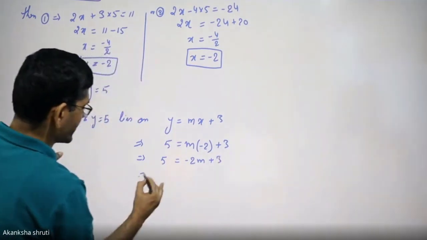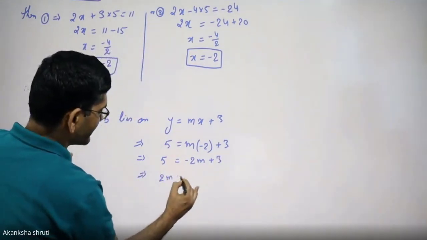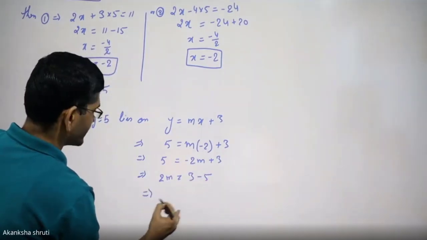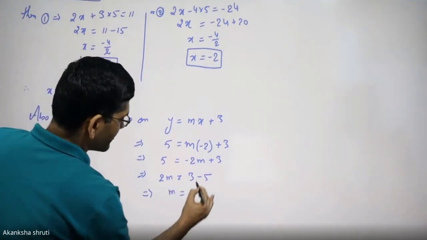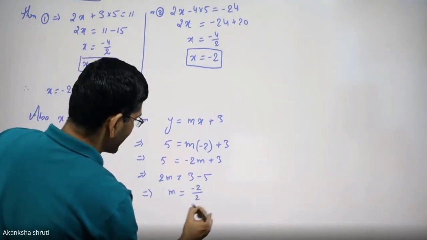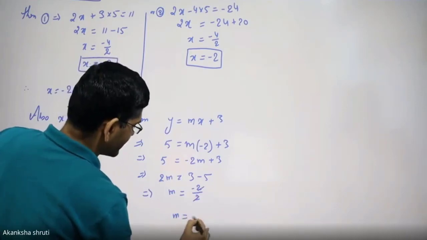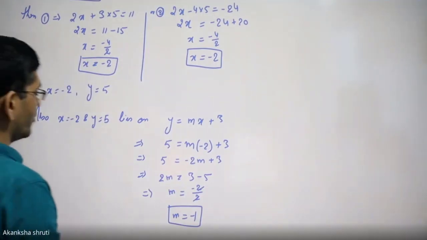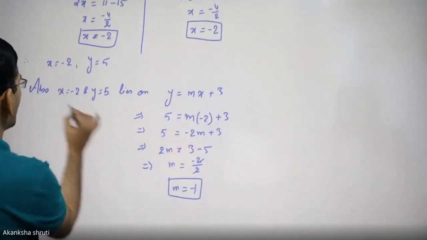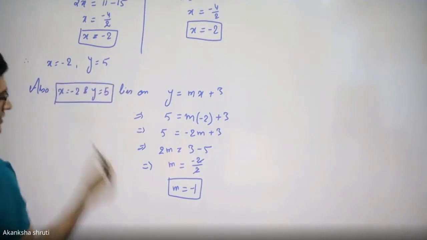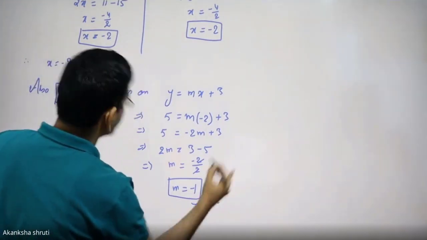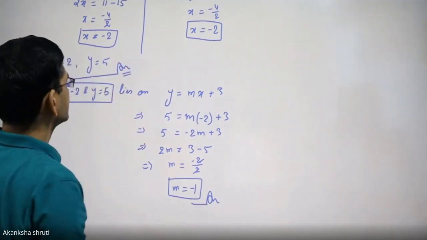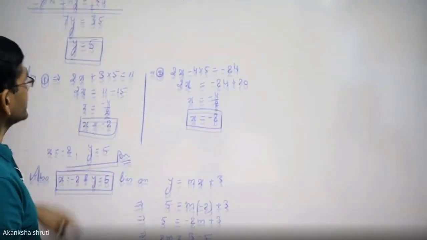You may bring this m on the left hand side. Twice of m equals 3 minus 5. This implies m is minus 2 divided by 2. The m value is minus 1. This way, all the required things x, y and m are calculated. One answer was here, the other answer is here. So this was all about this question, students.